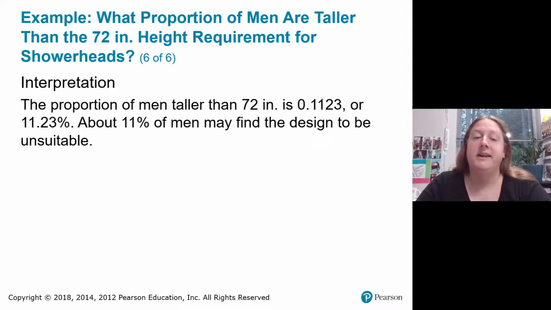So interpreting that, again, the 0.1123 is the one that the technology would give you if we didn't translate to z-scores, but our table would give us the 0.1131. Either way, they're close to the same. So the proportion of men taller than 72 inches is 0.1123 or 0.1131, which is about 11.23 or 11.31%, which is about 11% of men who might find showers a little bit uncomfortable with the height of the shower head.